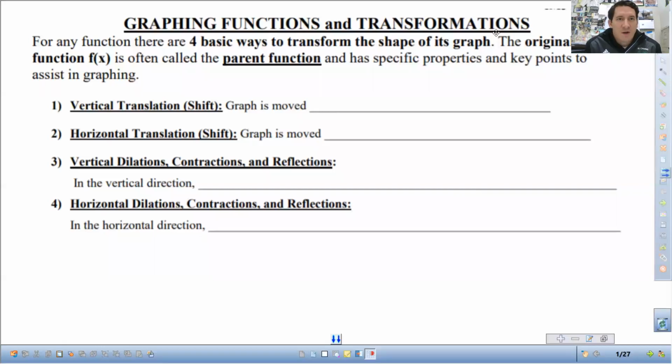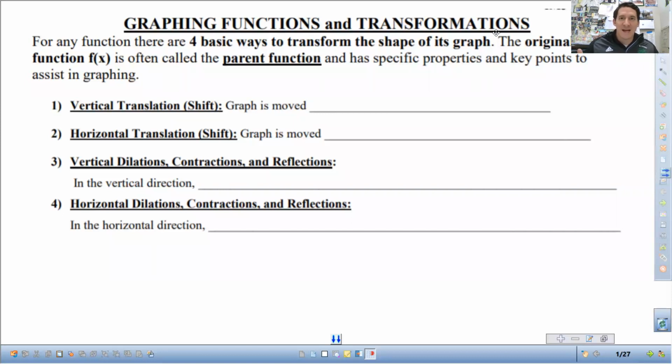All right, IM3 classes. Today we're talking about graphing functions and transformations. There are three parts to this lesson. This first part, we're going to just look at some non-specific functions, graphs of functions, and practice moving them around and transforming them. And then we're going to work with specific parent functions for part 2 and part 3, and we'll get into those later.